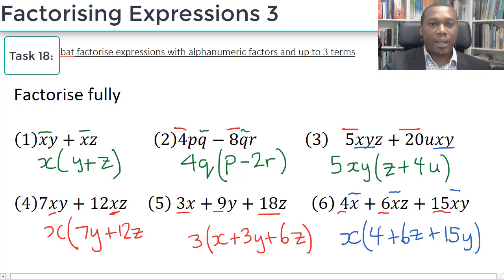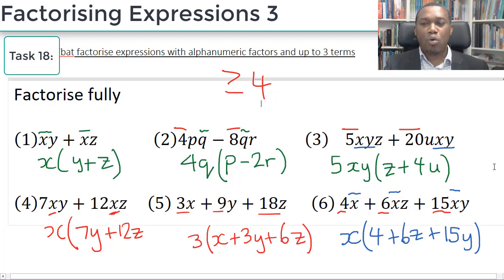Please mark your work. How do we do things? If you have 4 or more right, you're moving on to task 19, where we start looking at expressions like these, but with lots of powers. That's where we're going to next. If you didn't get 4 or more right, stay on this video and do a few more.